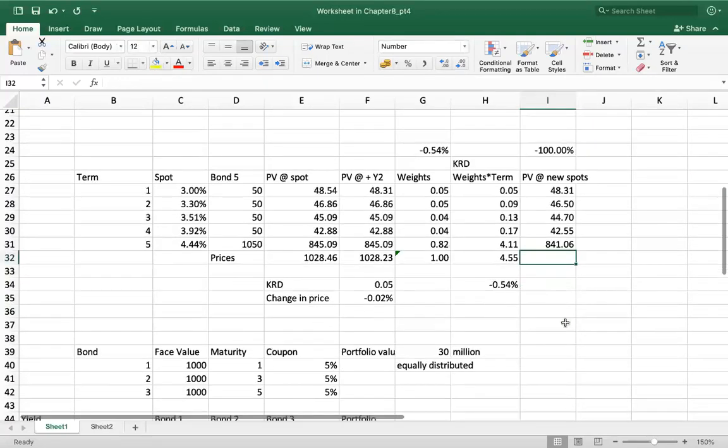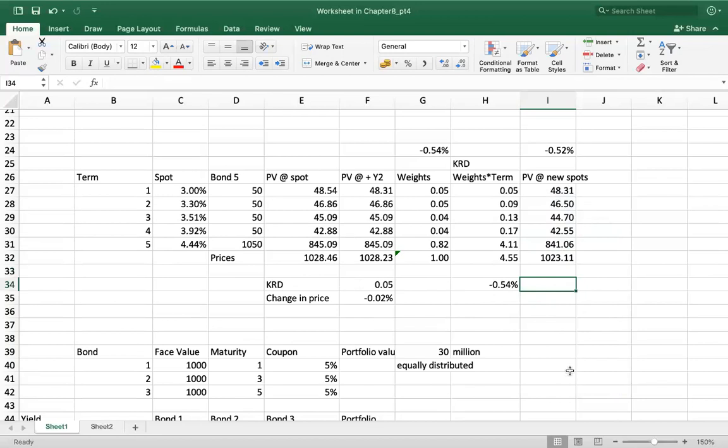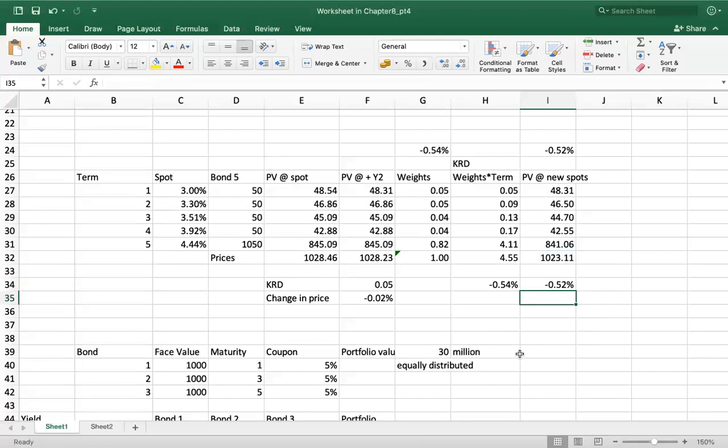Okay. So if I add these, this will give me the price at the new spot rate, right? So first it was 1028.46, now it's 1023.11. So what is the percentage change? The percentage change is this one minus this one divided by the initial, right? And if I change it into percentage, okay, sorry. So it's basically this one minus this one. So minus 0.52, which is very close to what we got through the formula.